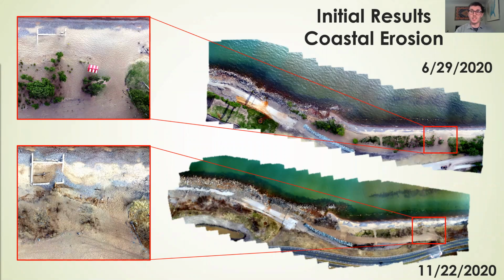And here is a site on Lake Superior that has also experienced a good deal of erosion. These are 2 flights conducted 5 months apart. The upper images were taken in late June, and the lower images taken in late November. And it's hard to see the erosion from the whole images to the right, but if you look closely at the area outlined in red to the left, you can see the results of these coastal changes. For example, the red and white beach stand in the upper left image has been totally washed away, and the concrete debris on the beach has been completely exposed.